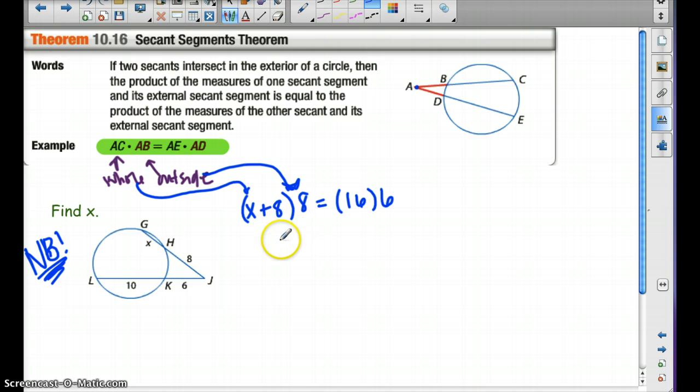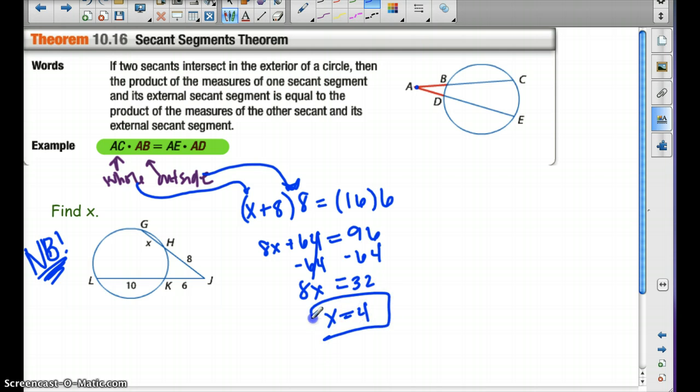So I'm going to go ahead and distribute here, and we have, it looks like we have 8x plus 64 equals, this is going to be 96. So we're going to subtract 64 from both sides. And then we get 8x equals 32. So x equals 4. And I hope you wrote this down in your notebook. It's a good example for our quiz that's coming up.